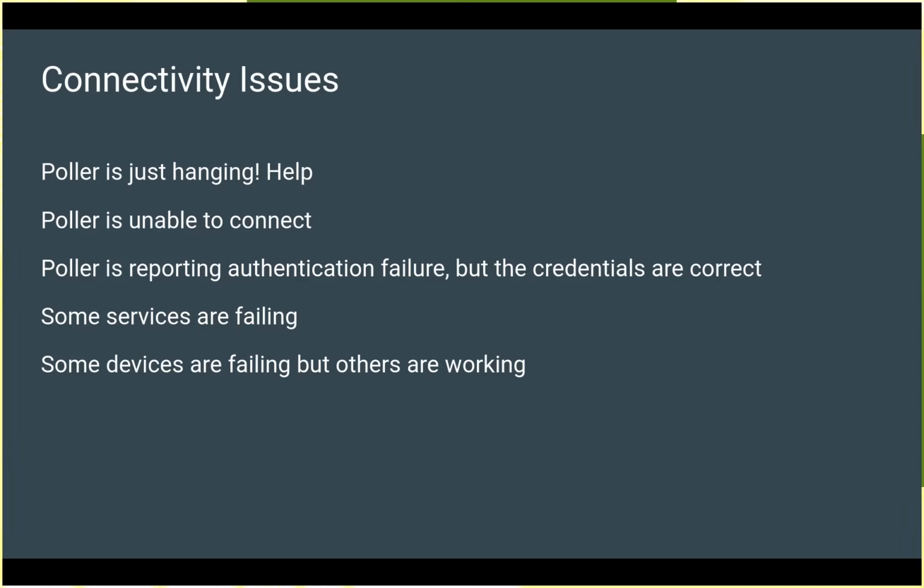So I mentioned poller and worker. So basically the way SuzieQ works is our poller is scalable. So the whole design assumes that you can fire up as many workers as you need. If the number of devices is large, you can fire up a lot of workers.